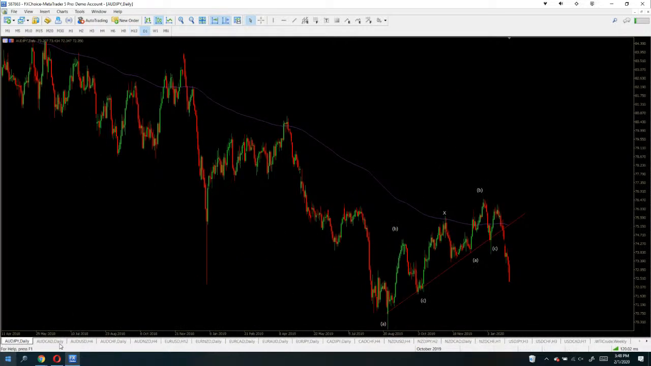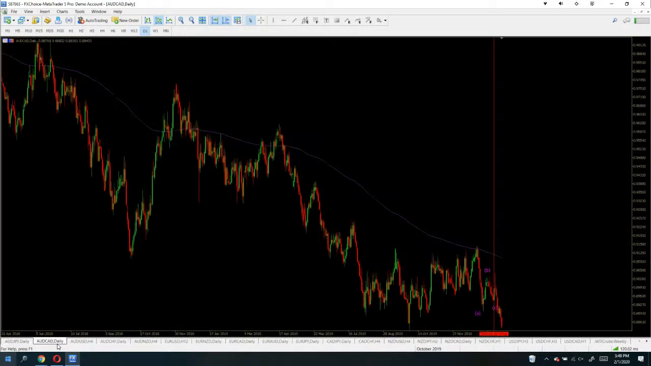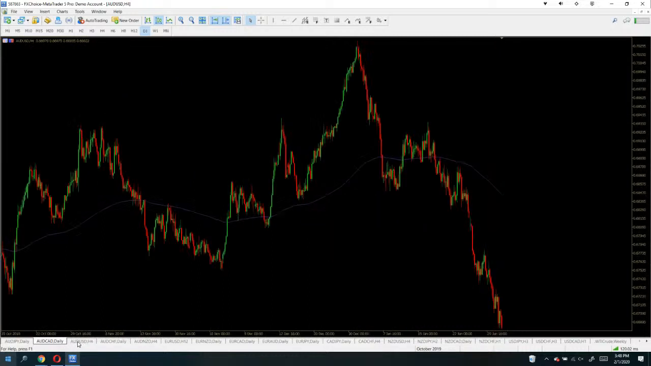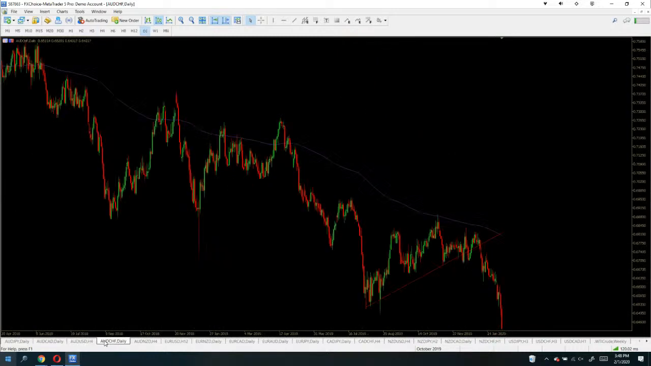Okay, Aussie Canadian. That's actually pretty aggressive to the downside, considering that the Canadian is weak too. Aussie dollar, you can see these are really getting hit, and of course the Aussie Swiss, also a safe haven currency, much like the Aussie yen. We had a similar pattern here, and this just blew out, took out this low down here entirely.